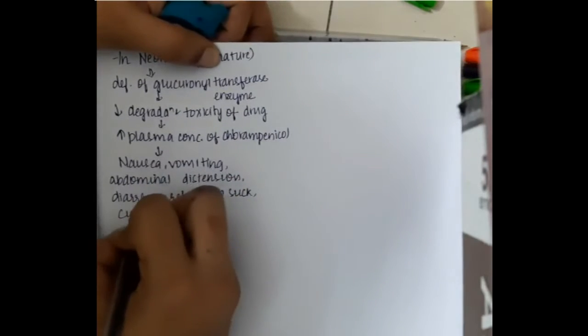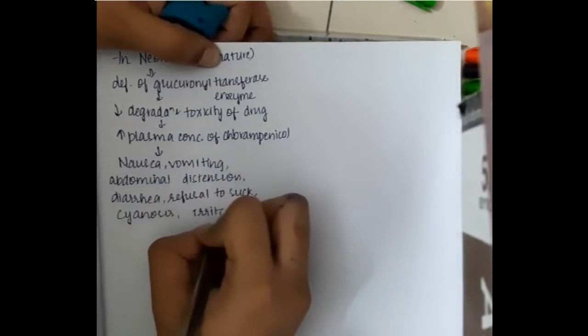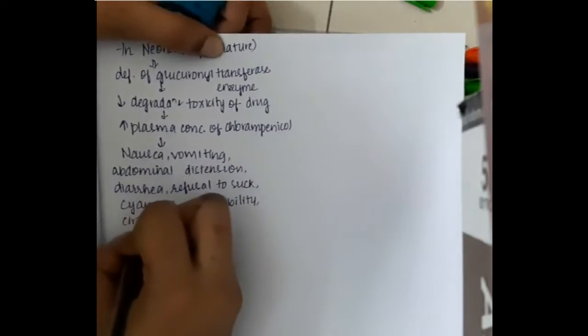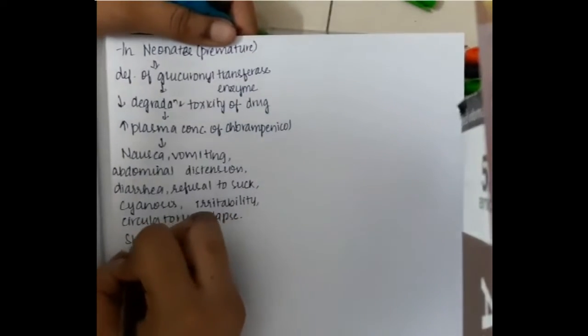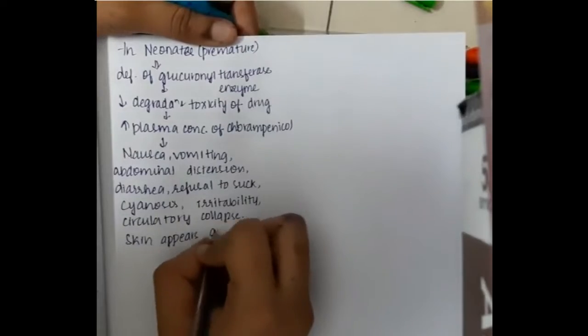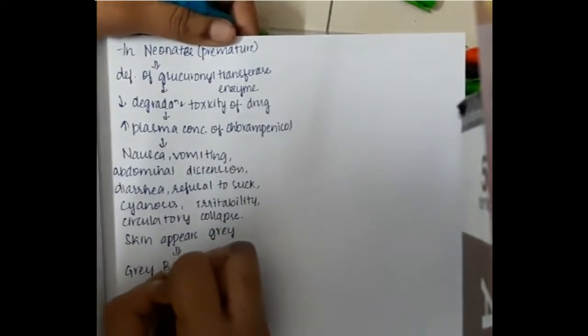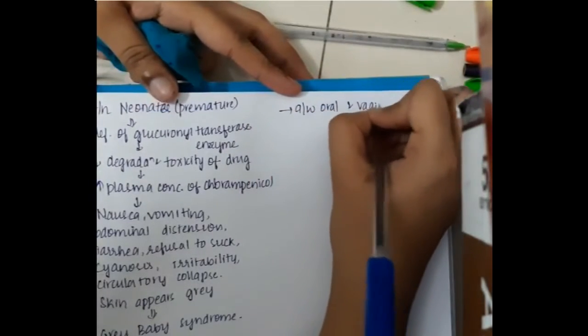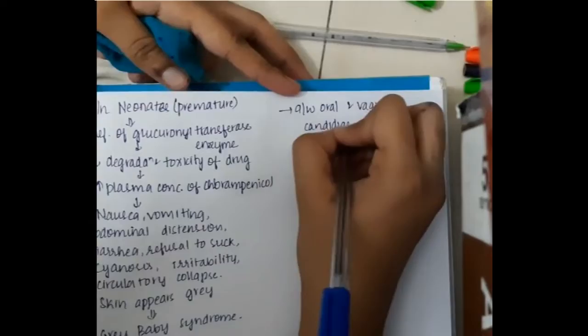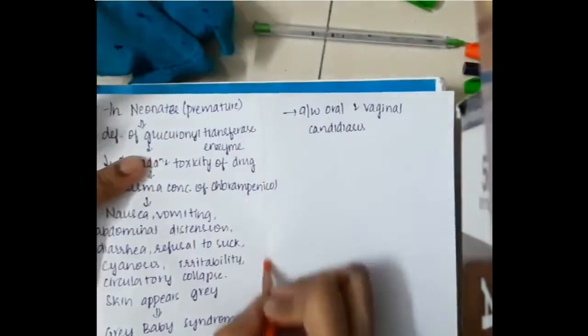It causes cyanosis, irritability, circulatory collapse, and the skin also appears grey. Because the skin appears grey with chloramphenicol, we call this syndrome grey baby syndrome. Chloramphenicol is also associated with oral and vaginal candidiasis.